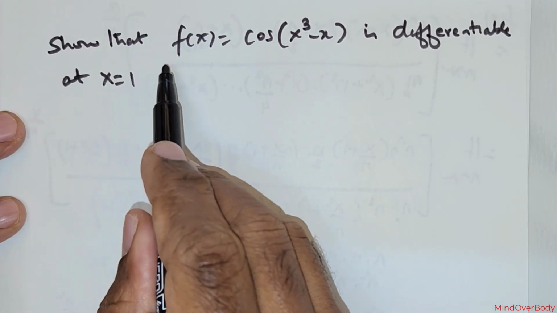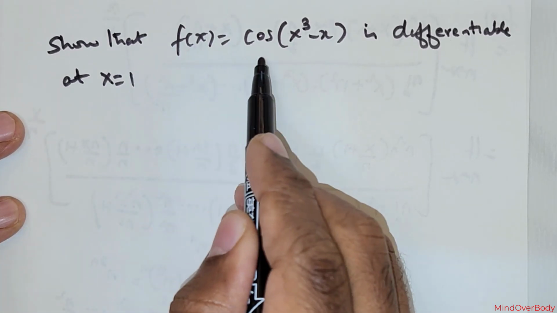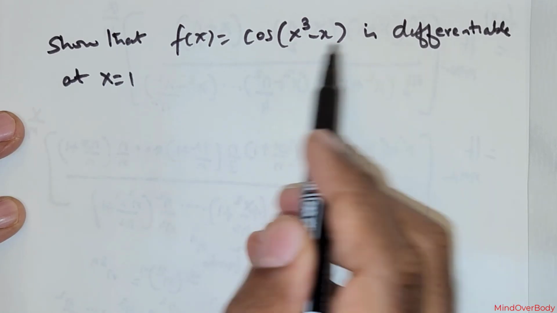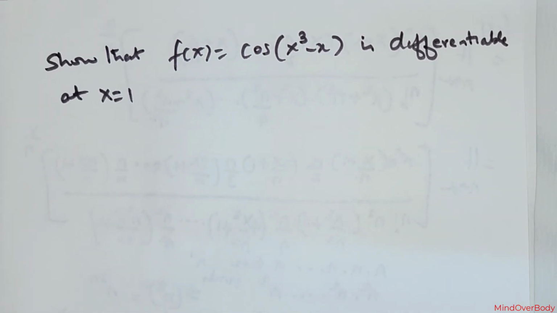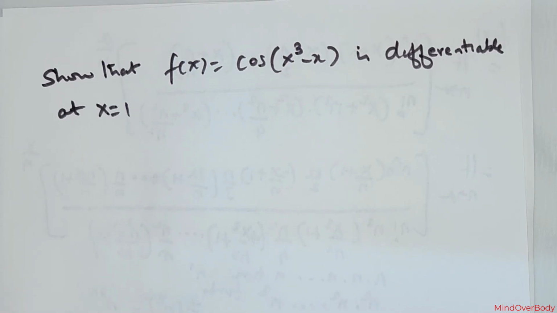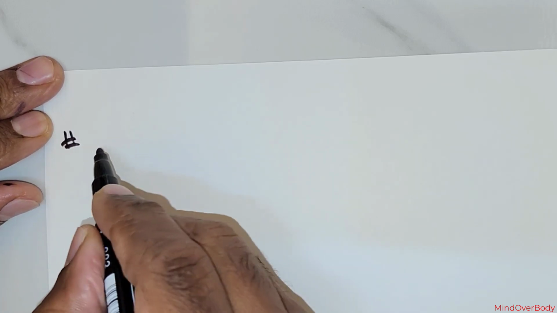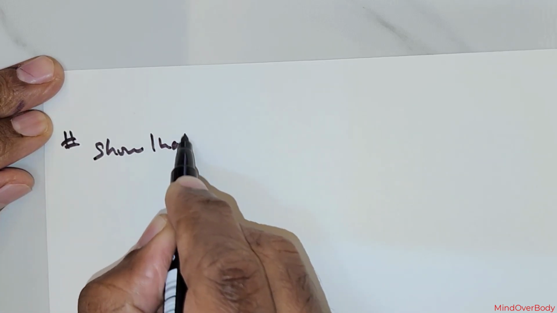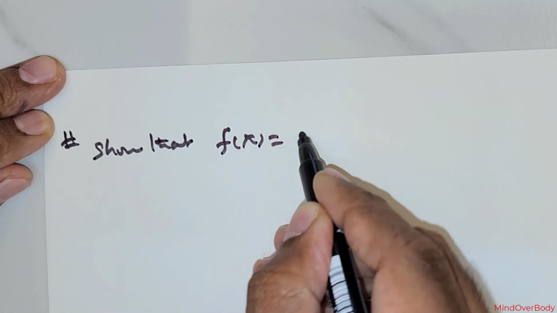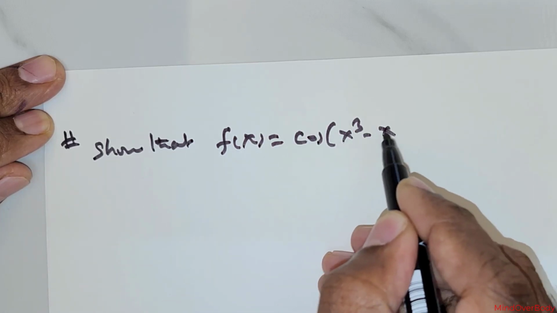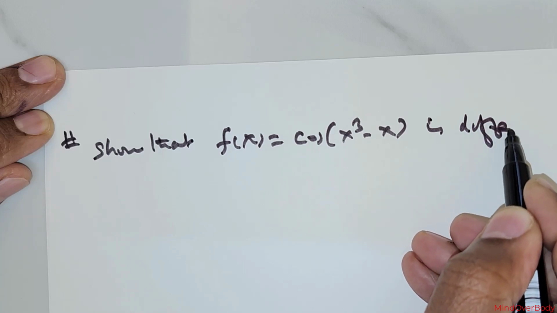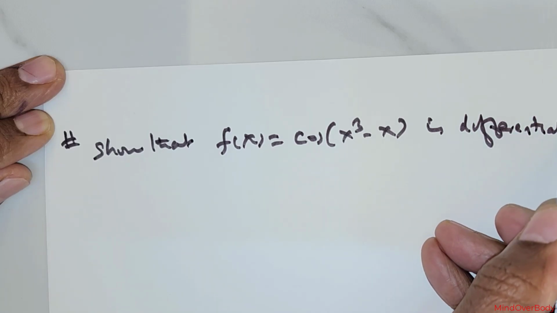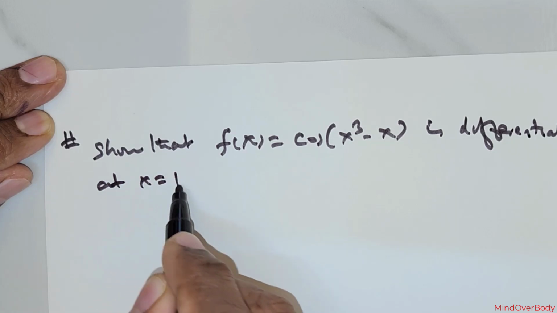Welcome everybody, we've been given this question. We are expected to show that f(x) = cos(x³ − x) is differentiable at x = 1. So we are asked to show that f(x) = cos(x³ − x) is differentiable at x = 1.